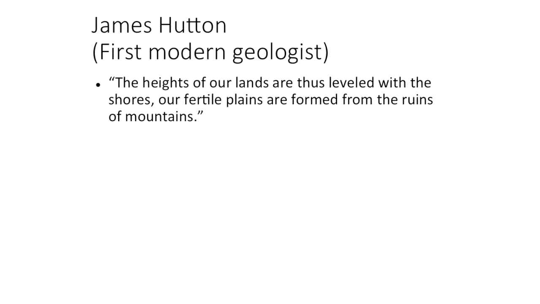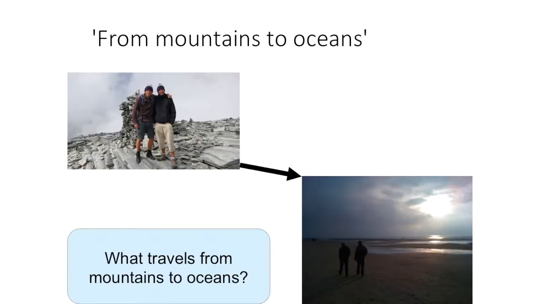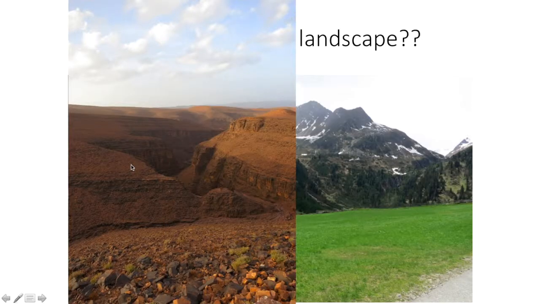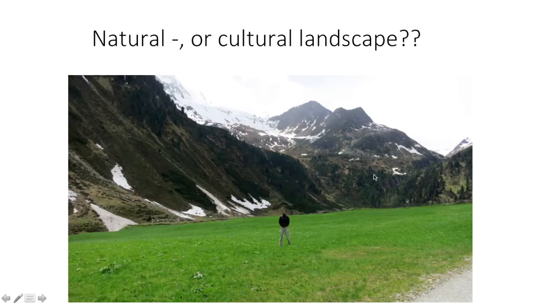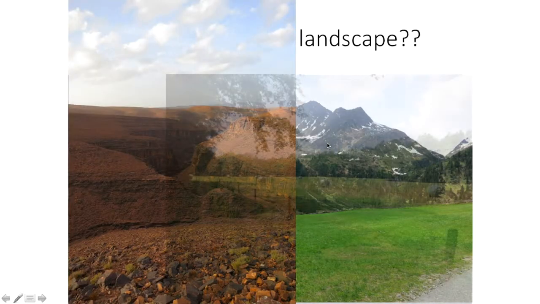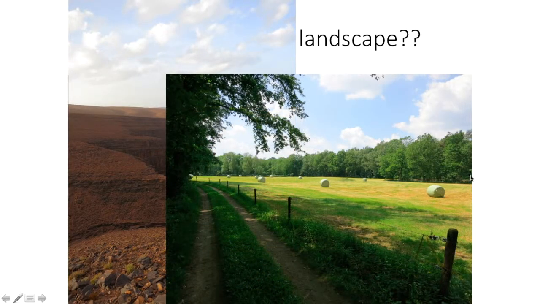And he said, he was a terrible writer, by the way. The book that he wrote was just horrible to read, but one sentence is pretty good. And he said, the heights of our lands are thus leveled with the shores. Our fertile plains are formed from the ruins of mountains. And this is a continuing theme where these mountain regions over here and over there, especially this one, are very important to us. These are the Alps, they are leveled with the shores to build fertile plains.